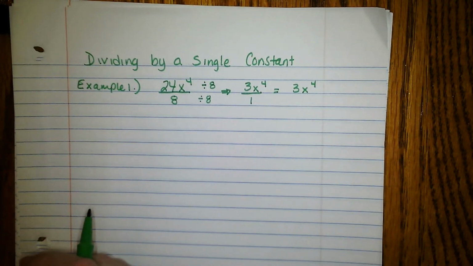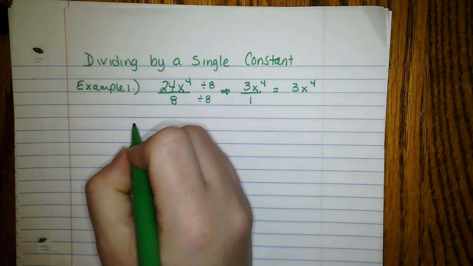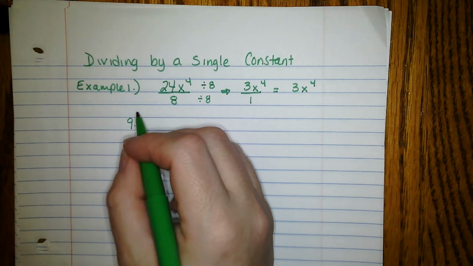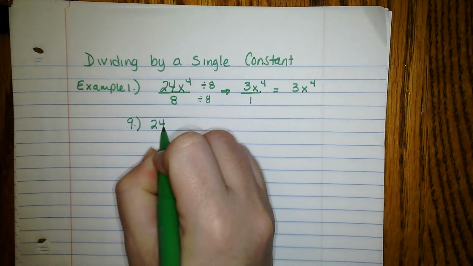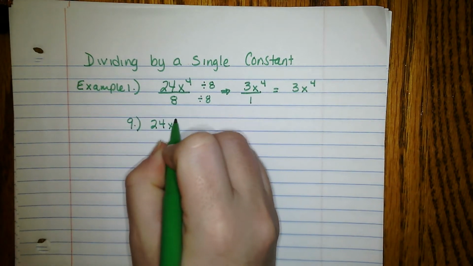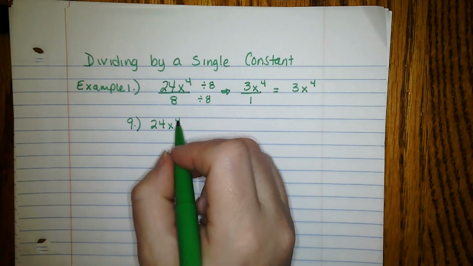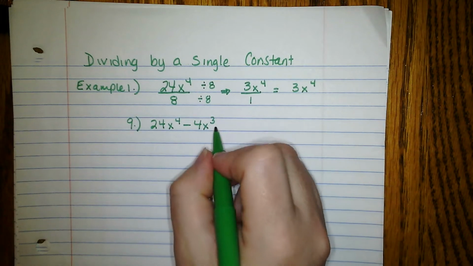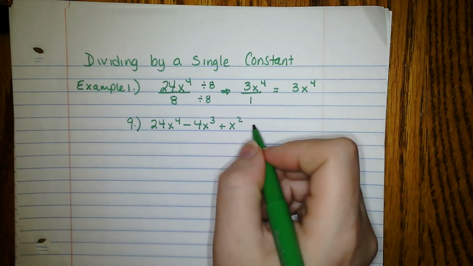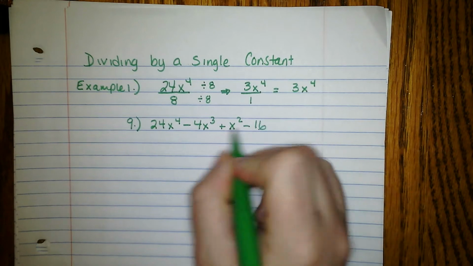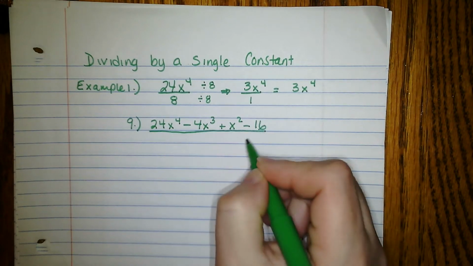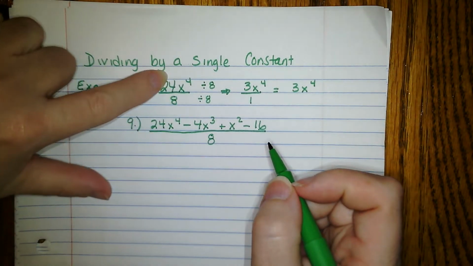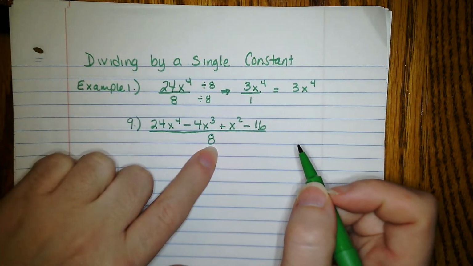They start to get a little bit bigger down near number 9. Number 9 looks like this. This is definitely a polynomial. It's 4 terms on the top, 24x to the 4th, see, now they think you got a little bit going on here, minus 4x to the 3rd plus x squared minus 16, all divided by 8. So see how they go from one term divided by 8 to all this stuff divided by 8?